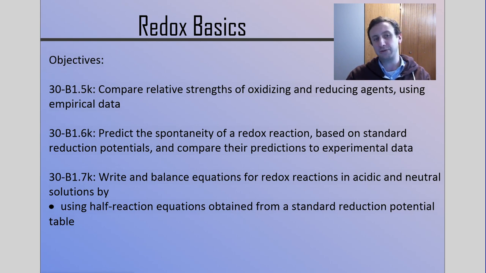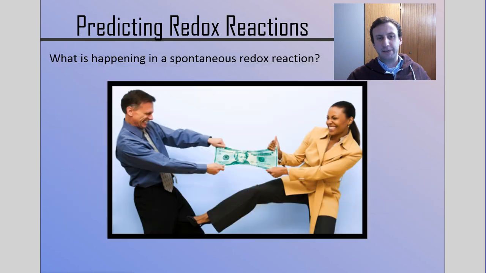So here are the objectives for today. Compare relative strengths of oxidizing and reducing agents using empirical data, so our observations. We're going to try that out. We can't do it in real life because you're stuck at home. And then predict the spontaneity of a redox reaction based on standard reduction potentials and compare their predictions to experimental data. And write and balance equations for redox reactions in acidic and neutral solutions by using half-reaction equations obtained from a standard reduction potential table. So those are the outcomes we are covering today.